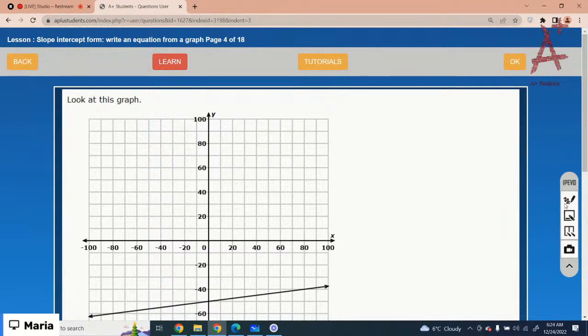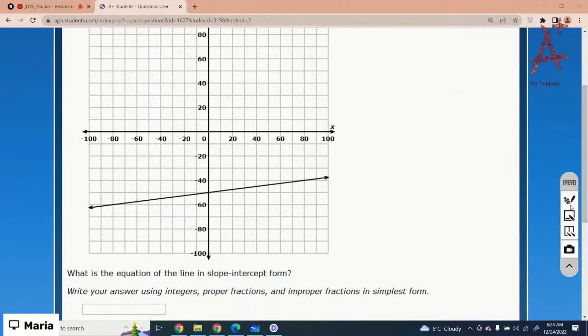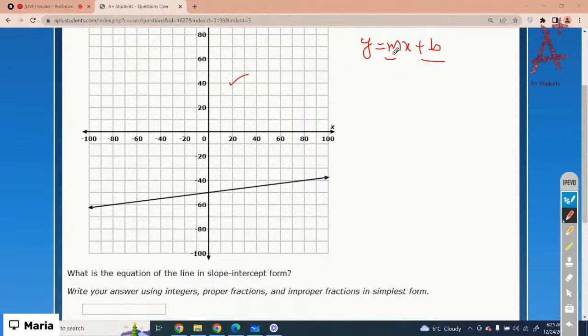Got it? Okay, you're given a graph. You have to find the equation in the slope intercept form. So how can you find the equation when you are given a graph? The slope intercept form of the equation is y equals mx plus b. So to write the equation for this graph, you have to find m and b. m is the slope and b is the y-intercept. The y-intercept is the point where the graph is touching the y-axis. So here the graph is touching the y-axis at negative 50. So b equals negative 50.